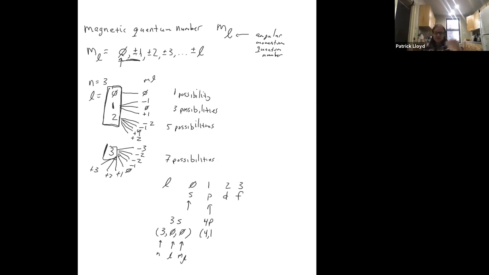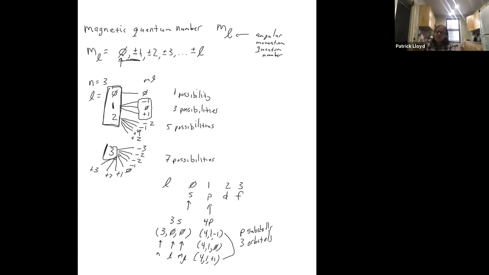Now, here's the issue. It's a p. So what do we do here? Well, if L equals 1, M sub L has 3 possibilities. So this one's actually going to have 3 possibilities. Right? And how do we interpret that physically? We interpret it that there's 3 orbitals in that subshell. So we would say that for the P subshells, there are 3 orbitals.